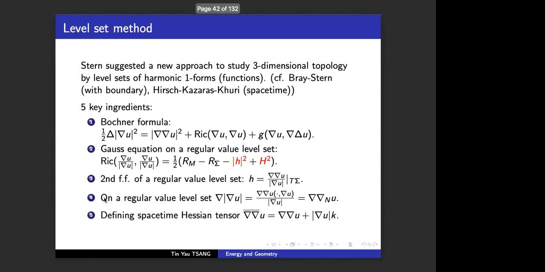Okay. And then finally, this is just for recognizing the terms, we define the spacetime Hessian tensor as follows: Hessian bar u equal to Hessian u plus the gradient u and the k tensor. Then what can you do with these five ingredients?